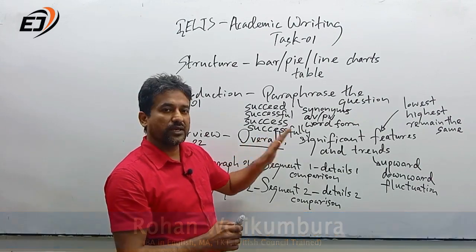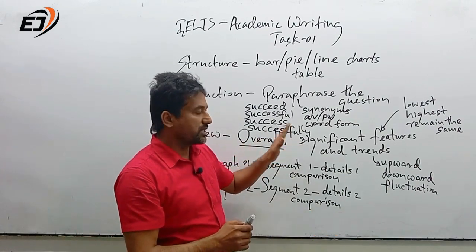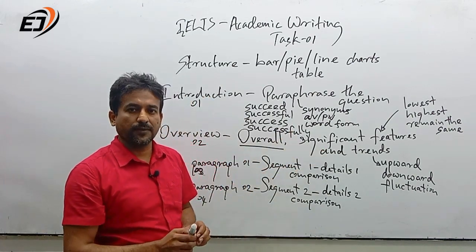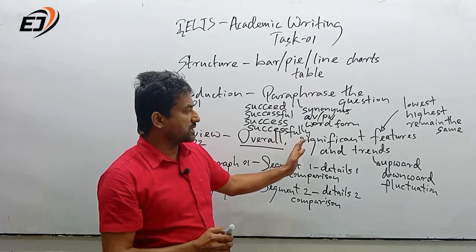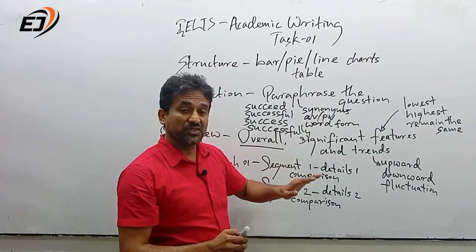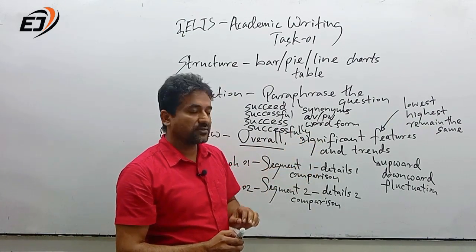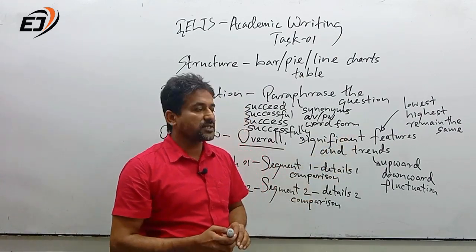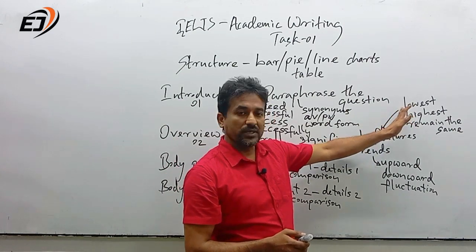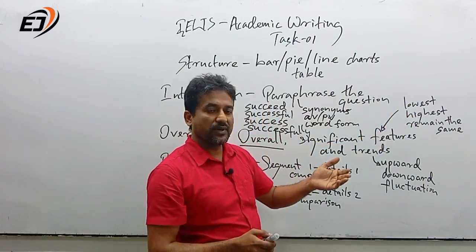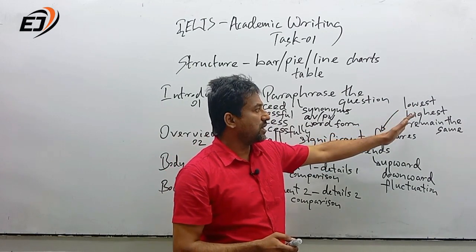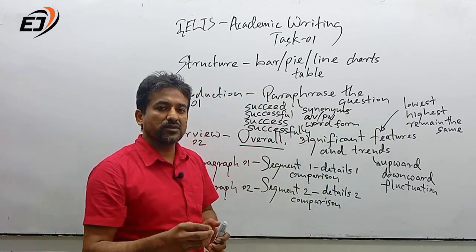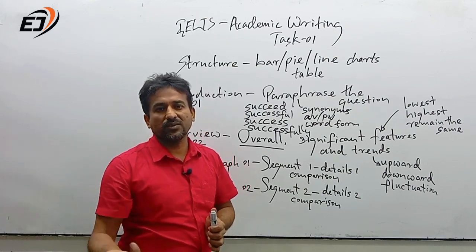And then what are you going to do? You have to mention the significant features and trends of the particular chart. So you are supposed to describe, you are supposed to mention significant features and trends of the particular chart. So what do you mean by significant features? So lowest value, highest value. So which means lowest, highest remains the same. Those are the significant values of a bar chart, pie chart, line chart or table.